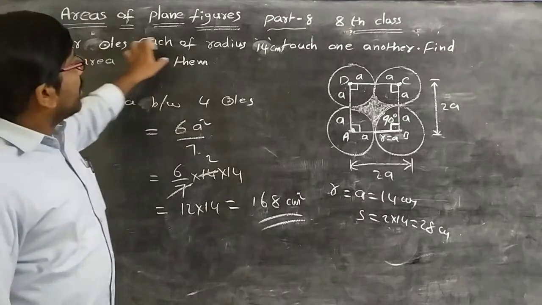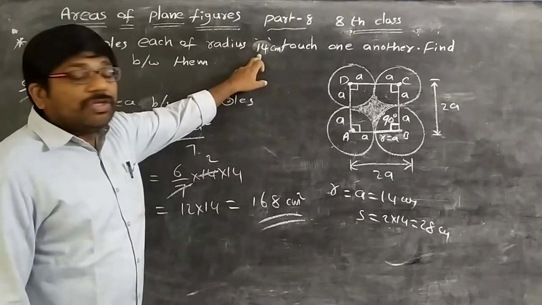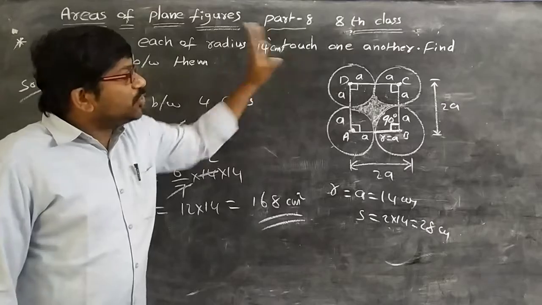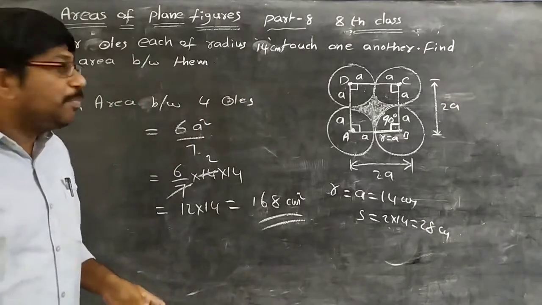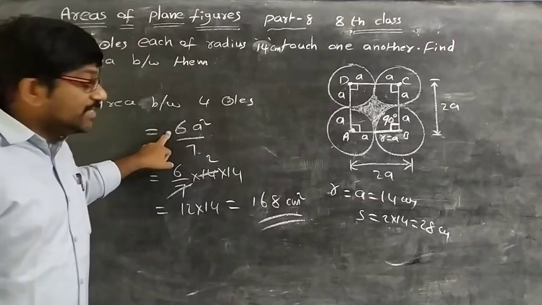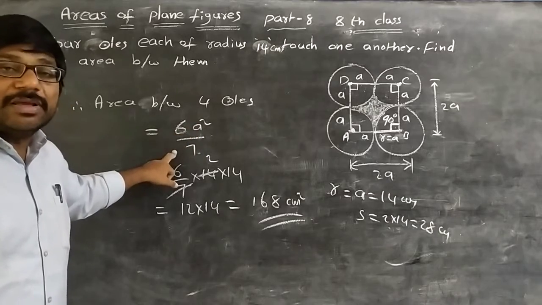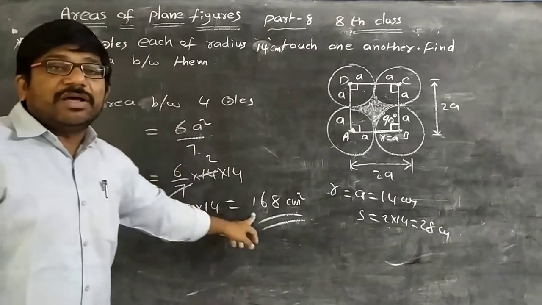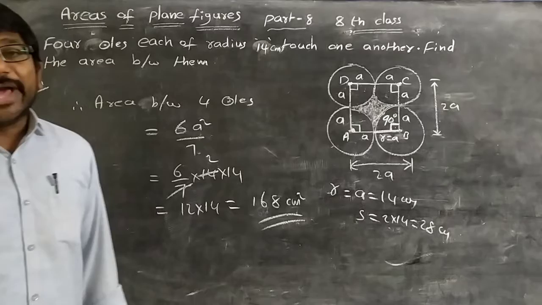So when the radius of equal circles is given and they touch one another, then the formula for the area between them is 6a square by 7. So by using this formula, we can find the area between them directly, right?